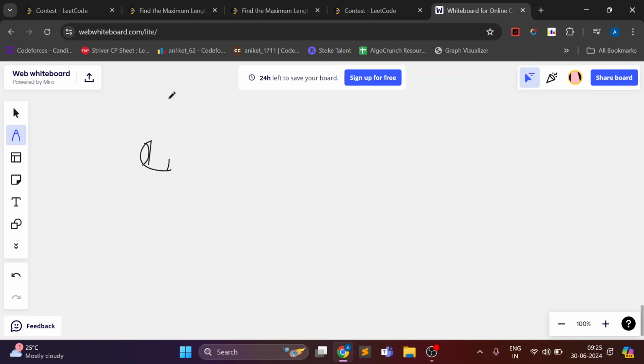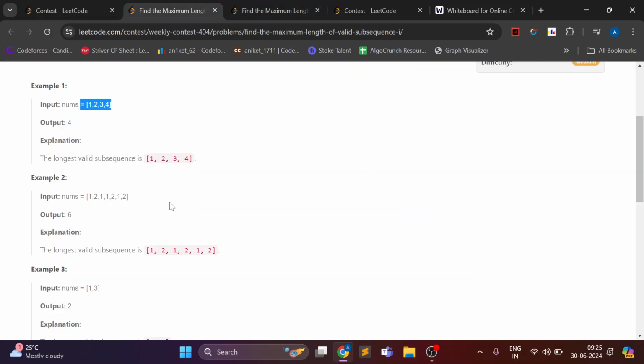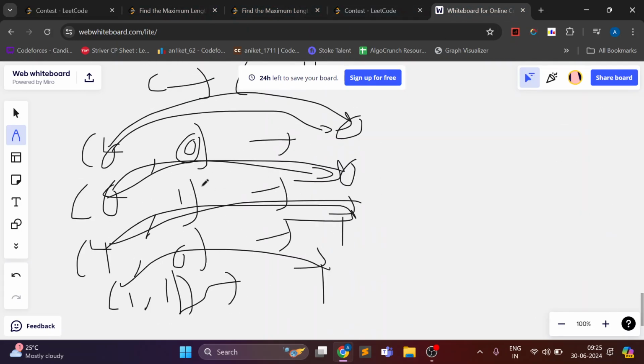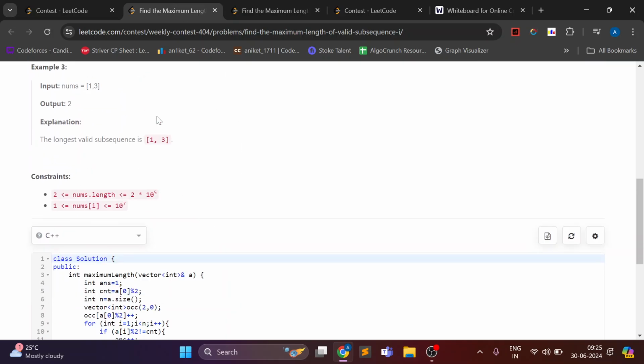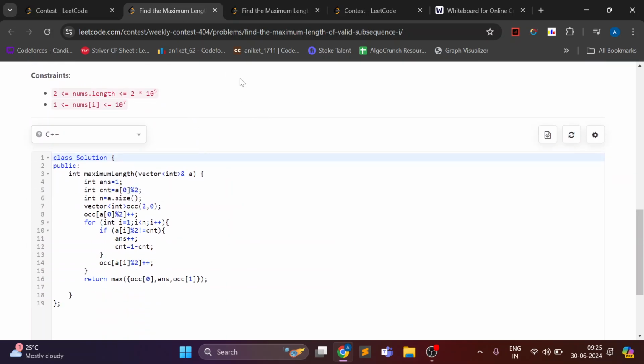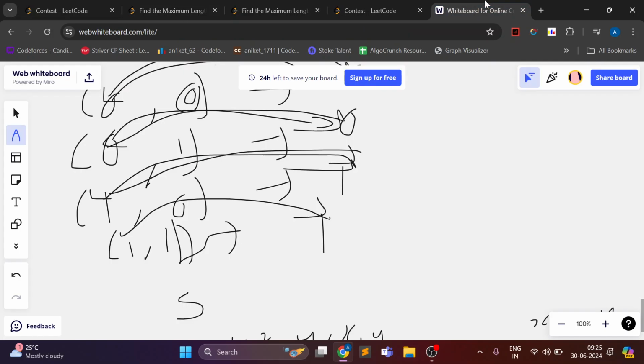So let's say I have a subsequence of length s. It would look like this: x comma y, then again x comma y, then again x comma y. Here x can also be equal to y. The possible combinations for this question were limited, so x and y's values can be 0 0, 0 1, 1 0, and 1 1. So for that, let's start with the solution.